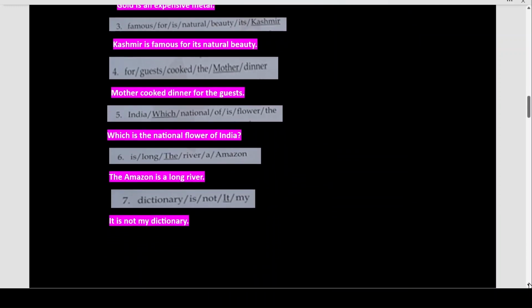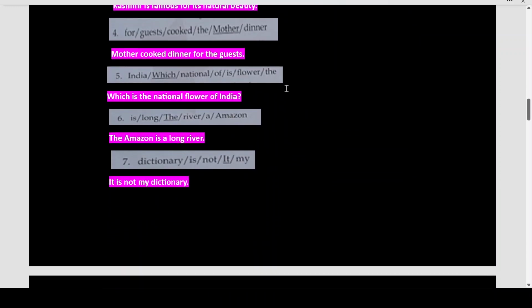Which is the national flower of India? Now, where these kind of questioning words, which, whom, where, what, why come, the sentence will start with them. So, which, followed by your verb is, then followed by your article the, which is the national flower of India. Question mark, because this is an interrogative sentence.